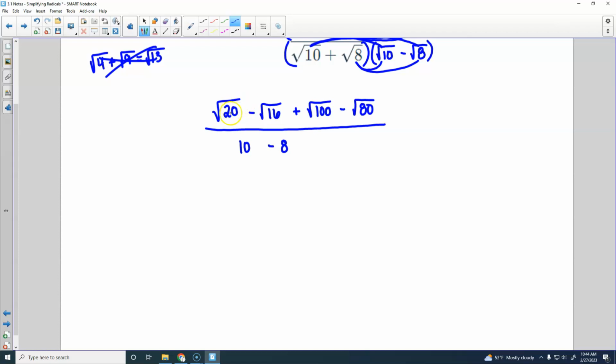So, square root of 20, I could break it down. What could I break it into? 4 and 5, which would give me 2 square root of 5. So square root of 20, I'm going to make it 2 square root of 5. What is the square root of 16? 4. No square root is needed there because it's a perfect square. What's the square root of 100? 10. 80, what could I break that into?